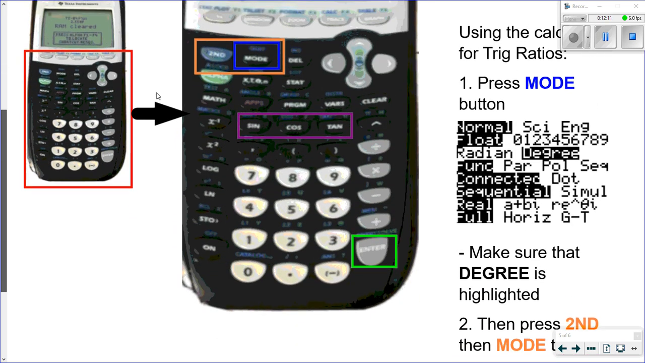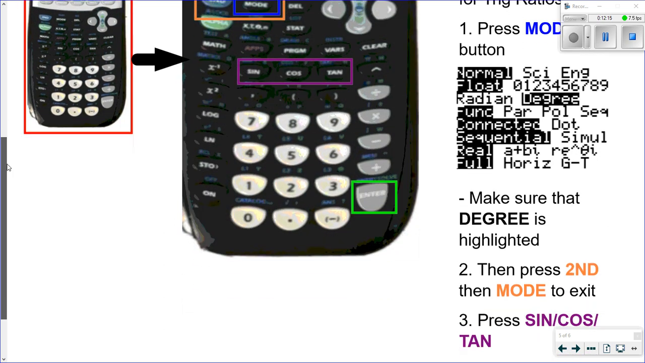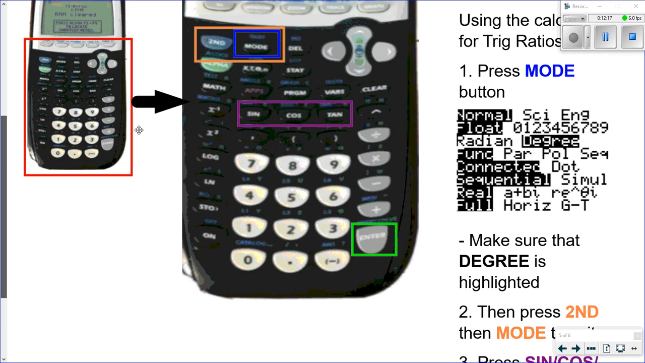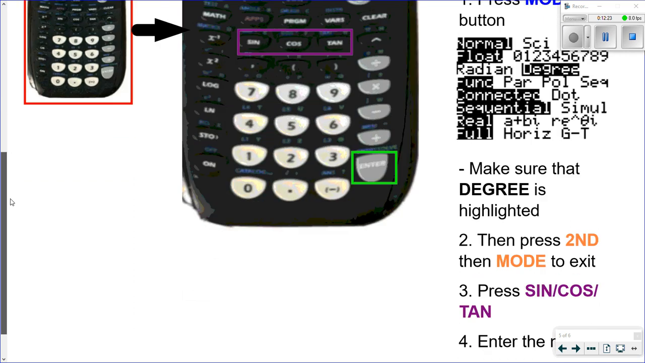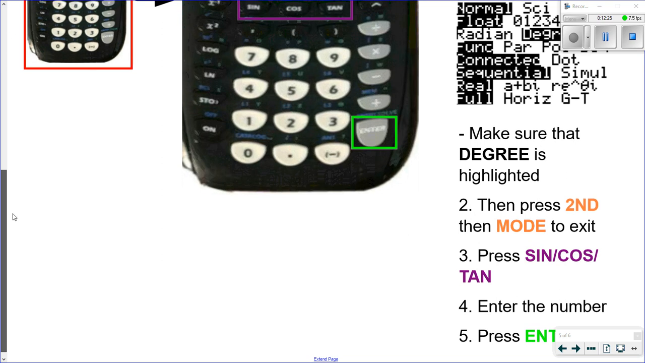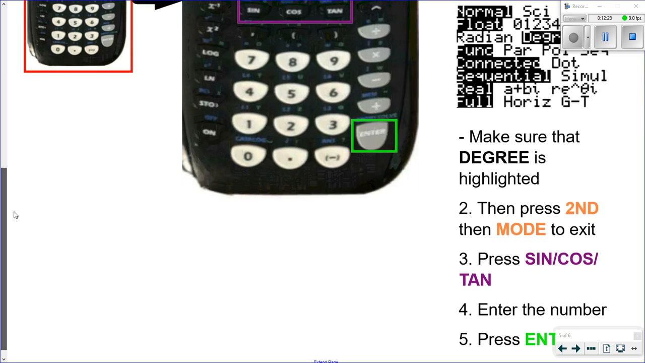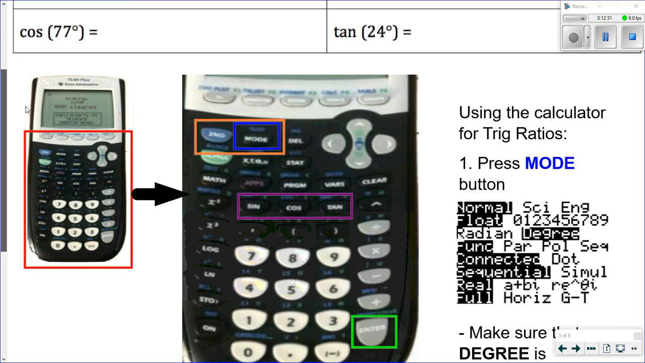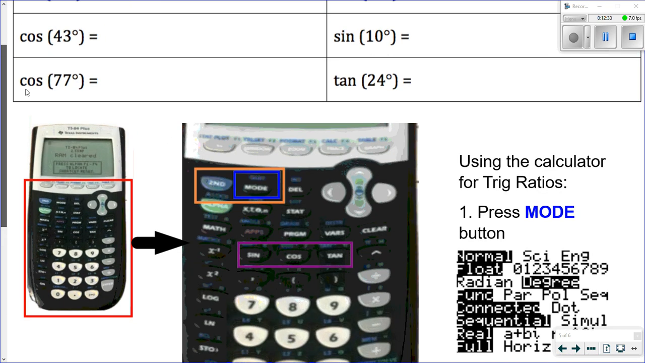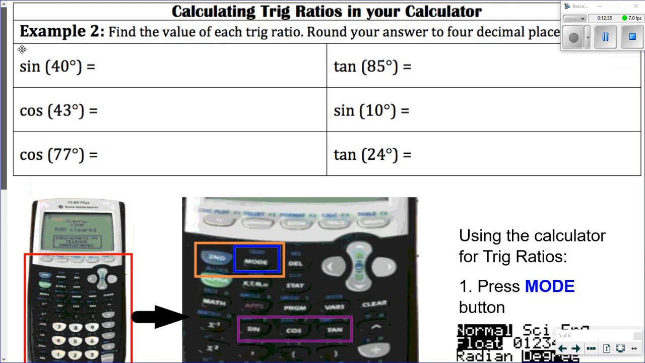Once you do that, you press second and mode to get out of that screen, and then you press either sine, cosine, or tangent based on what the question is asking you. So if it's sine, you press sine, and then you enter the number, and once you have that, you press enter, and it will give you the decimal measurement for that degree. So let's try this out. I'm going to be using my calculator.